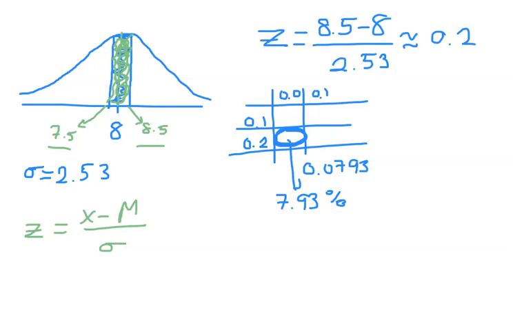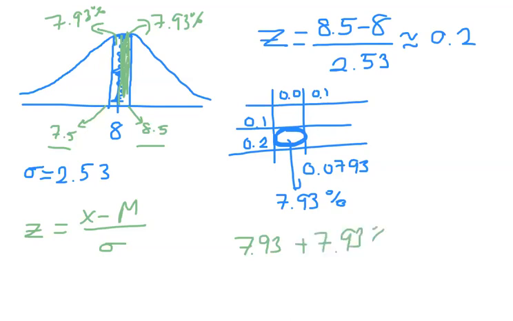And what did I say? This is the area of this half part here, which is 7.93%. And since it is symmetric, the other part is also 7.93%. All you need to do is 7.93% plus 7.93%, which is going to give you 15.86%.